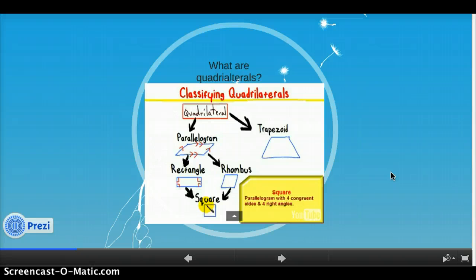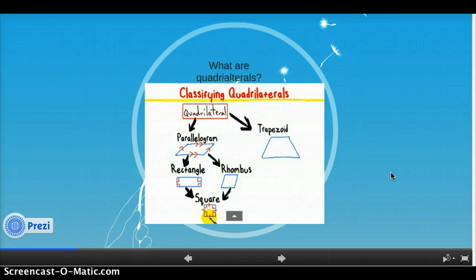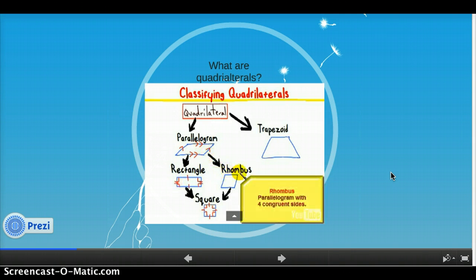So the next thing we have is a square, which is also a parallelogram and a rectangle. It's got four right angles, and all of its sides are congruent. So they're all the same. Just like on your rectangle, opposite sides are parallel to each other, like your parallelogram. So the top and the bottom, and then the left and the right.